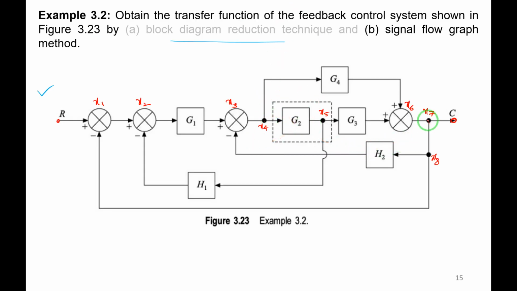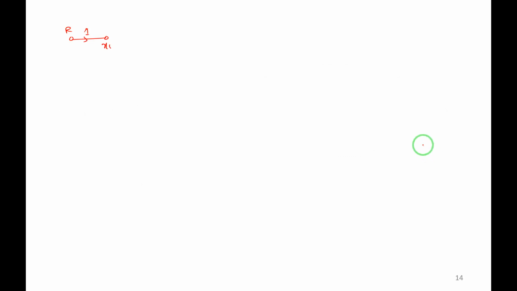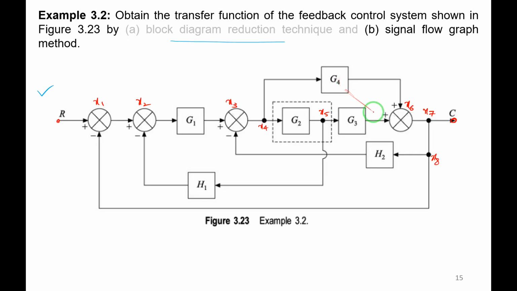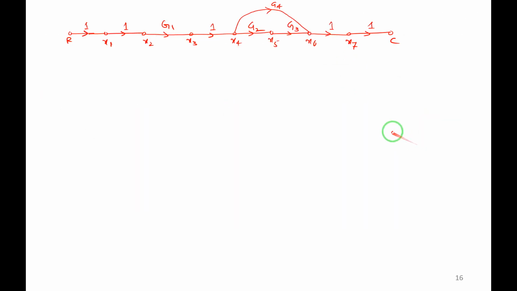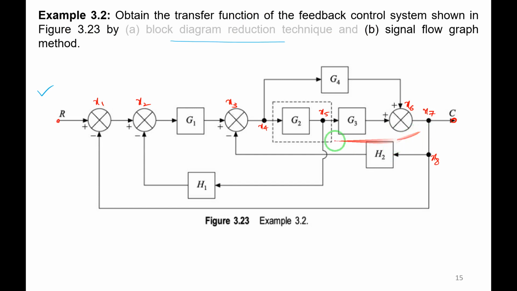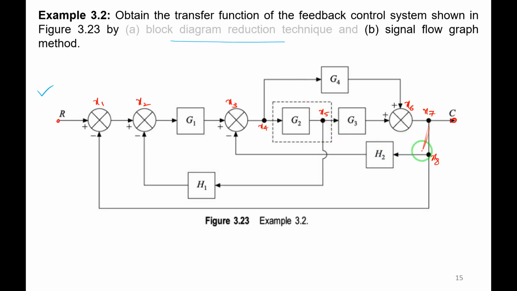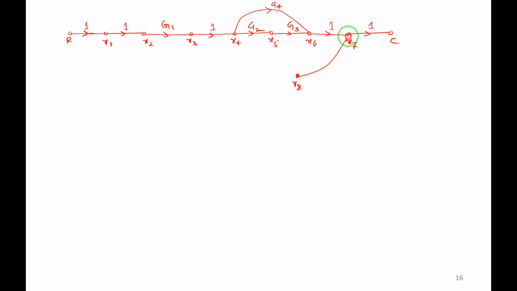Next, from X7 to X8, gain is 1. X7 to X8, nothing is there yet, so it is not taken. X8, where should it come? So let me take it here. It is X8, and it is going to X3. So let me take X8 somewhere here. What is the gain from X7 to X8? It is 1.